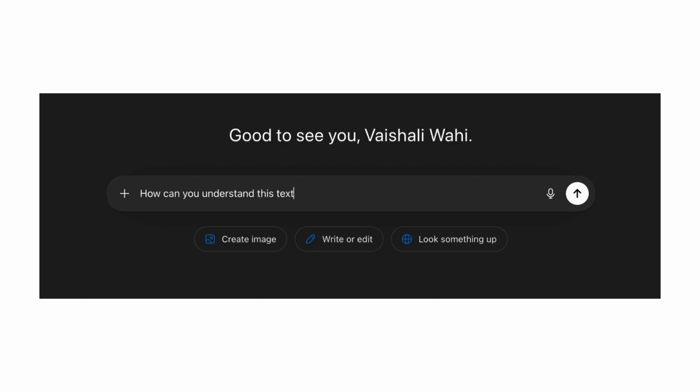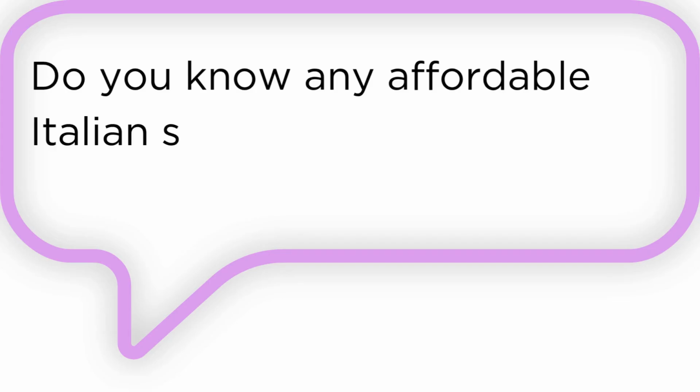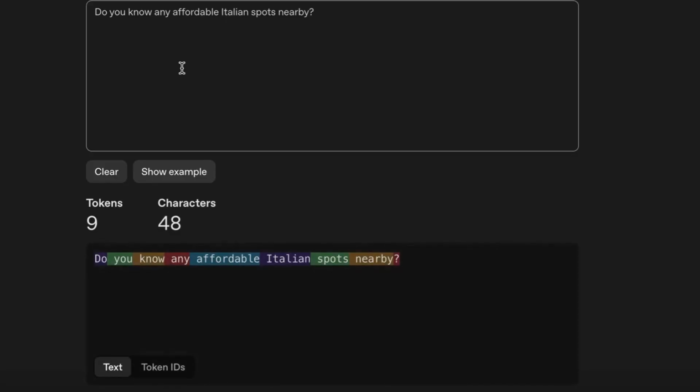We will start by understanding with a prompt to ChatGPT, that is, do you know any affordable Italian sports cars near me? Now, behind the scenes, it converts this text into tokens, as highlighted, and then these tokens are converted into token IDs. This process is called encoding.